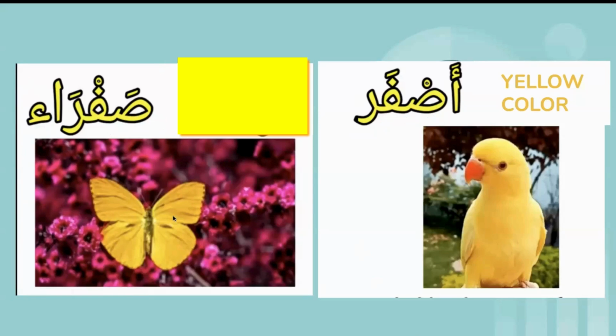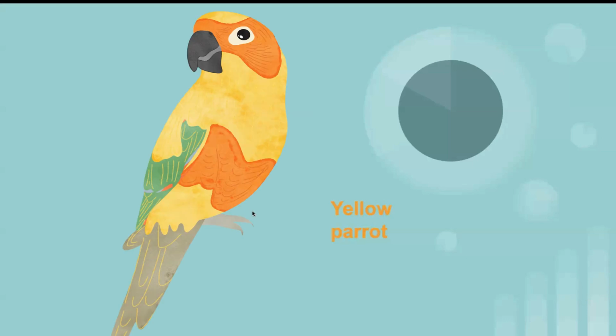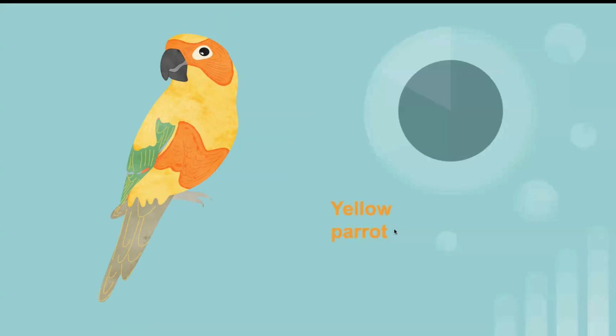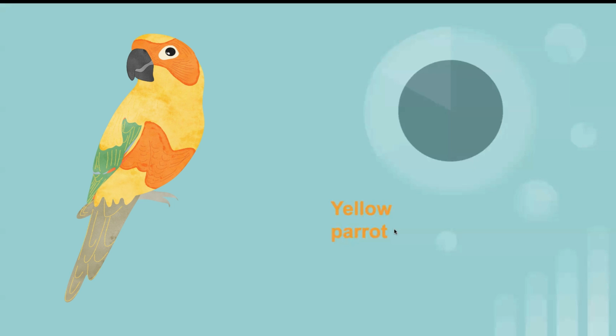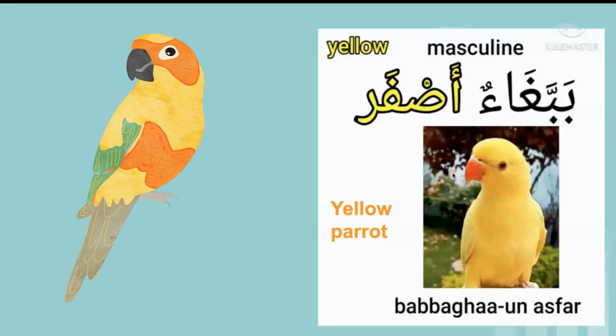Safra. We have to give a jerking sound, stopping here after ra. Okay? Safra. Do you know how to say yellow parrot in Arabic? First, tell me how to say parrot in Arabic. Babbaga'un. Very good. And yellow parrot? Babbaga'un asfar. Good job. So this is called yellow parrot in Arabic.